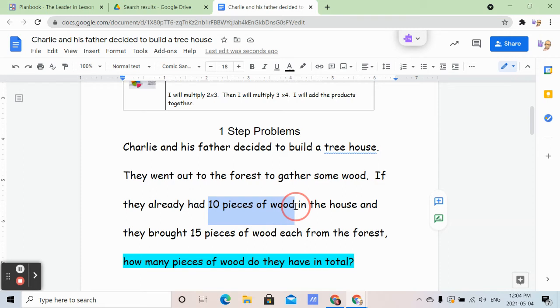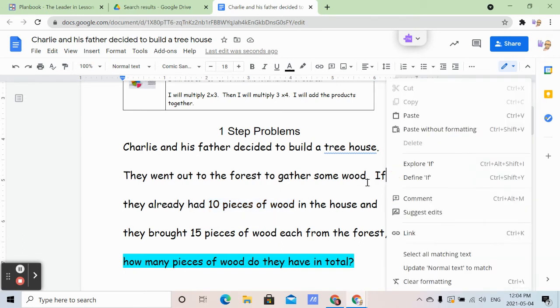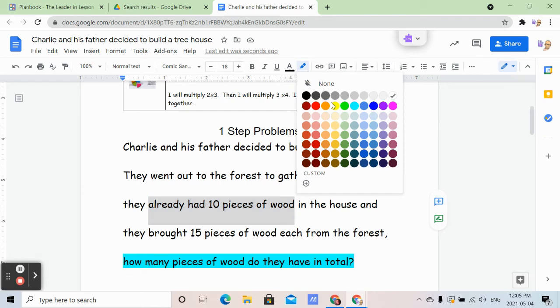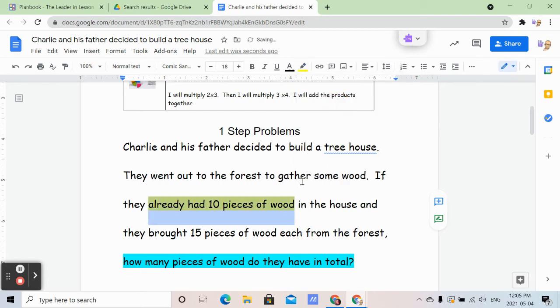Okay. But that's not telling me really enough information. So read the whole sentence. If they already had 10 pieces of wood in the house. Oh, I probably need they already had 10 pieces of wood. Not probably, I do, right? And then I'm going to highlight all the numbers in the same color. I'm going to pick yellow.